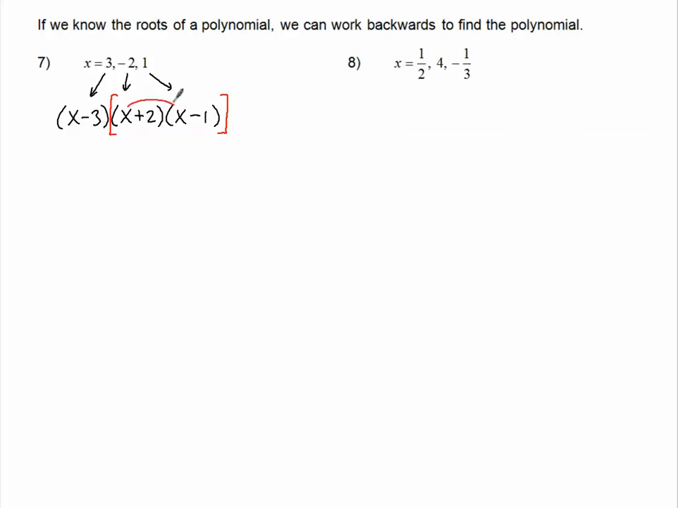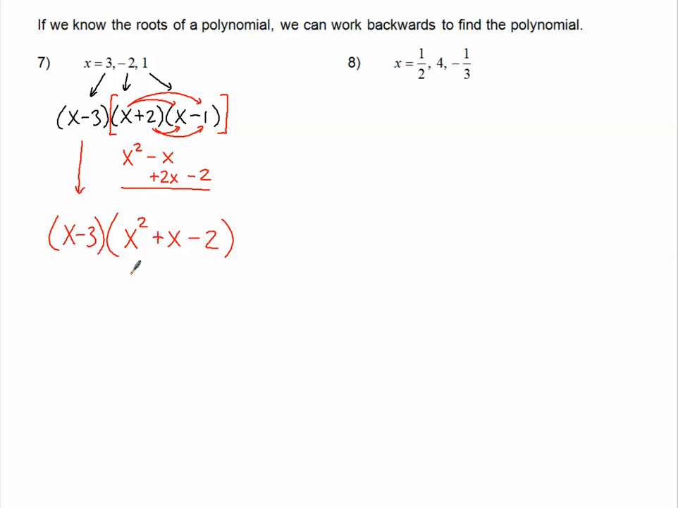So I do x times x, of course, is x squared. X times negative 1 is negative x. 2 times x is 2x. I'm going to kind of stack it up with my like terms. And 2 times negative 1 is negative 2. Let's add all this together, and I get x squared plus x minus 2. So that's the second two factors FOILed together, multiplied together. Now I'm going to multiply that by this x minus 3 factor that I'm not going to forget is there.